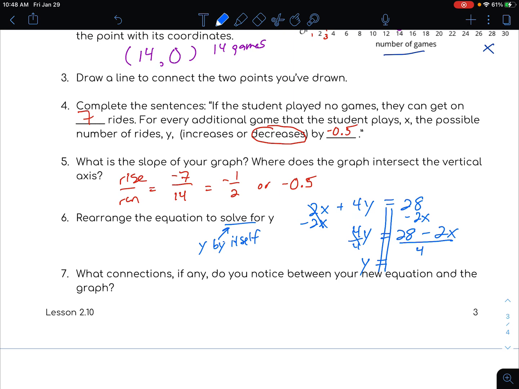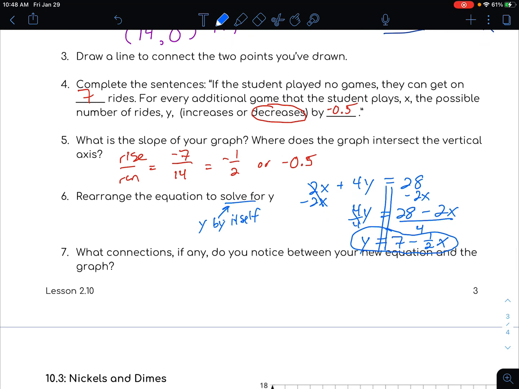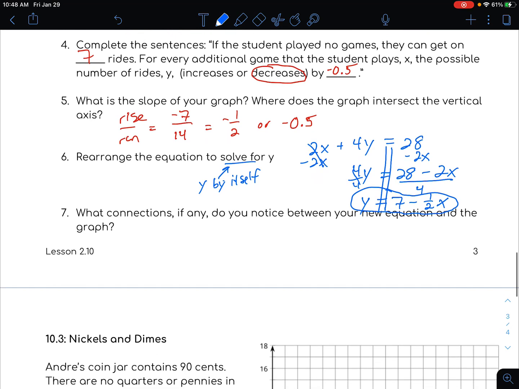Oftentimes, though, it's better to reduce the fractions. So 28 divided by 4 is 7. And then we also have to take -2 divided by 4. So -2/4 is the same thing as -1/2. So 7 minus 1/2 x is probably the best way to write that when we are solving for y. So now it's in that y equals mx plus b form.